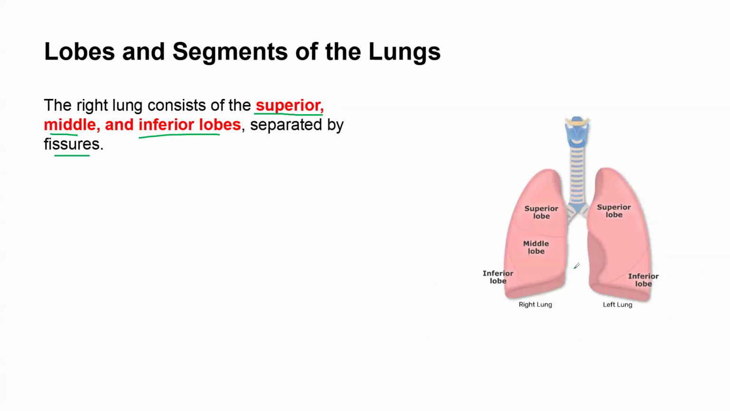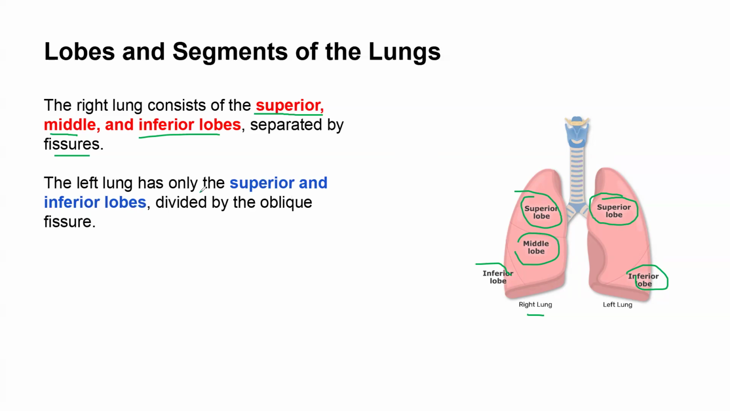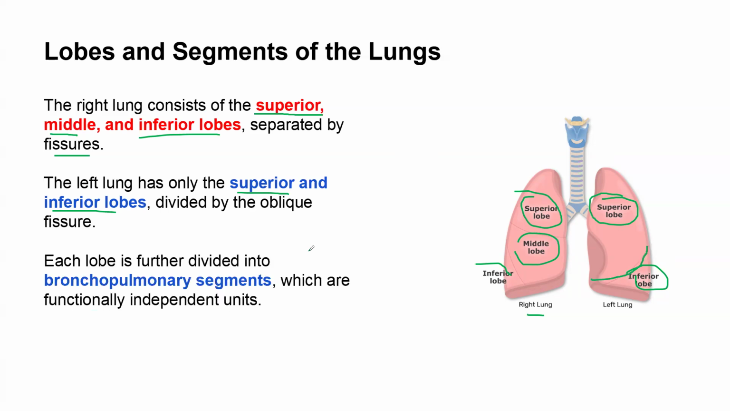So then, of course, the next thing, look at it here. This is where we have the inferior lobe. This is the middle lobe for the right, and then this is the superior lobe in the case of the right lung. And then for the left, we have inferior lobe, and then we have superior lobe. So because of these two lobes in the left lung, that is why the heart is accommodated. Of course, as we can see, the left lung has only the superior and inferior lobes divided by the oblique fissure. So this is the oblique fissure that separates it. And each lobe is further divided into bronchopulmonary segments.